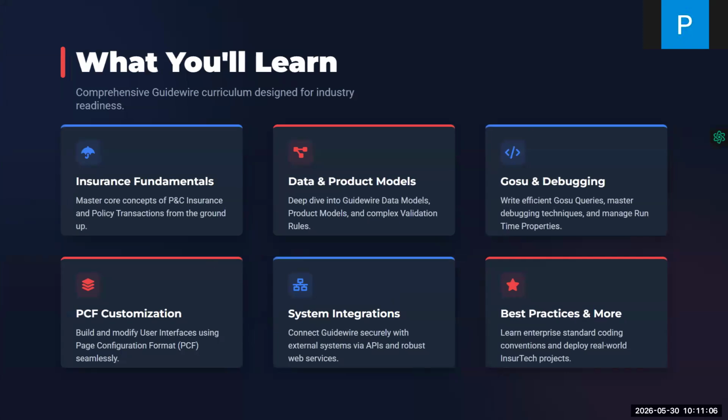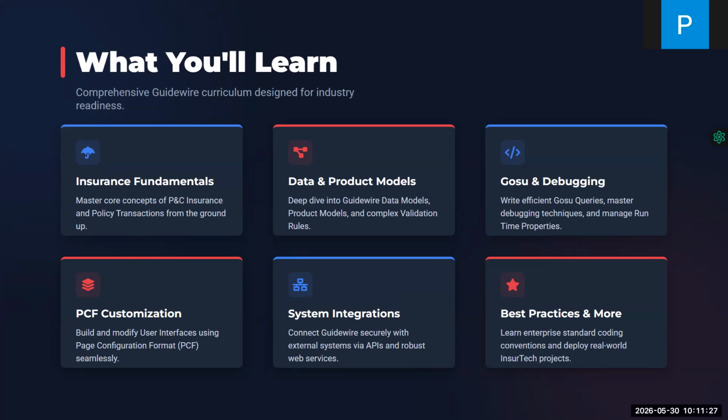So what is Guidewire? Guidewire is a platform used by property and casualty insurance companies to manage their core business operations. So that means a customer might require to create a policy, and the entire life cycle of the policy is managed by PolicyCenter. It's one of the applications in Guidewire.